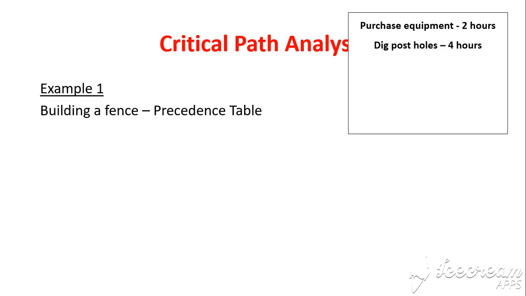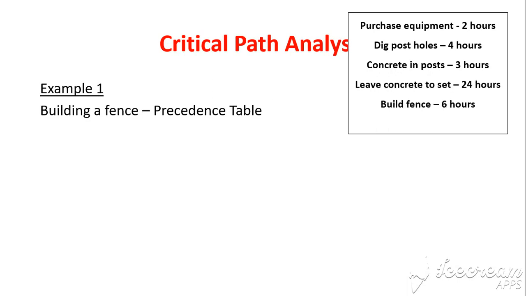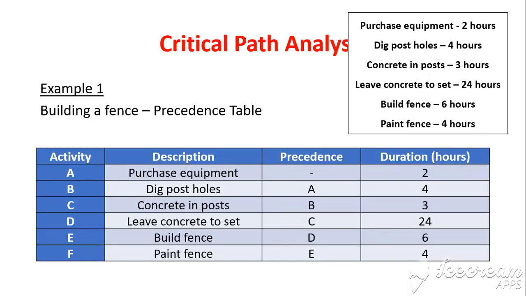We need to dig the post holes, which is going to be 4 hours of work. We need to put concrete in the actual posts, which is a 3-hour job. We need to leave the concrete to set, 24 hours. We need to then build the fence, which we reckon will take 6 hours. And then we need to paint the fence, which is 4 hours. So here is the precedence table for this project.